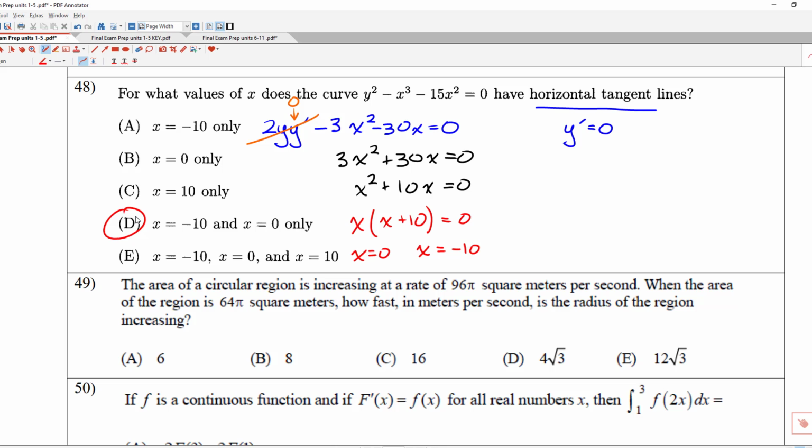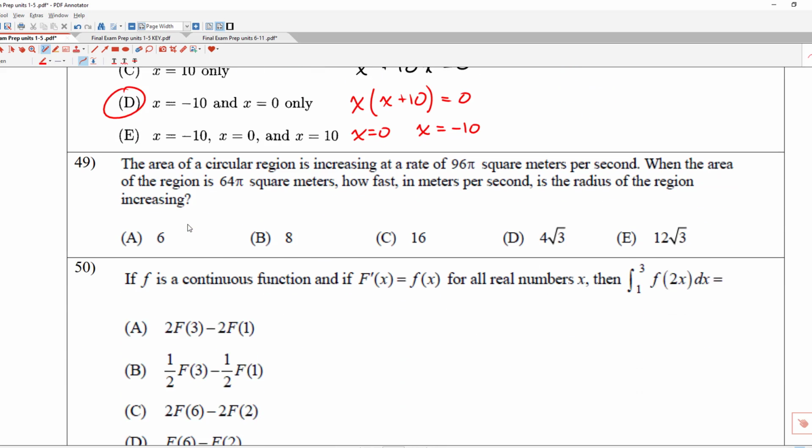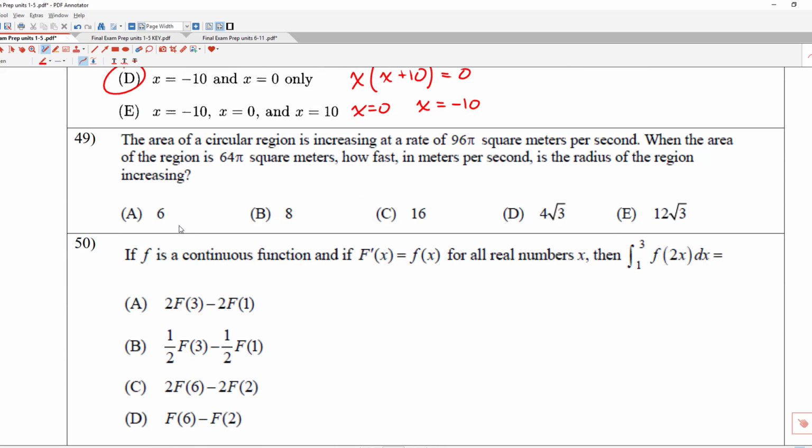Next question that was being asked is number 49, then 60, then 64, and I think that'll be it for us. So 49. Yes, so related rate problem. So area is increasing. So that's A prime that's talking about. This area increasing is A prime, and that A prime is equal to 96 pi. Those are my notes from my problem. When the area is, so this is not an A prime, this is just area is 64 pi, how fast is the radius increasing? So what is R prime? That's the question.